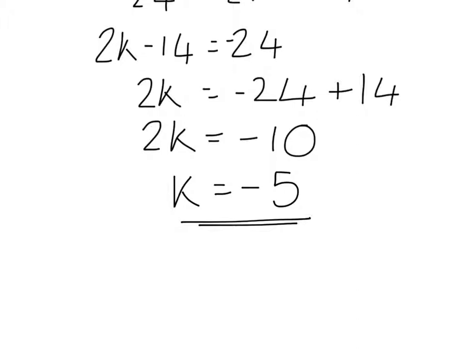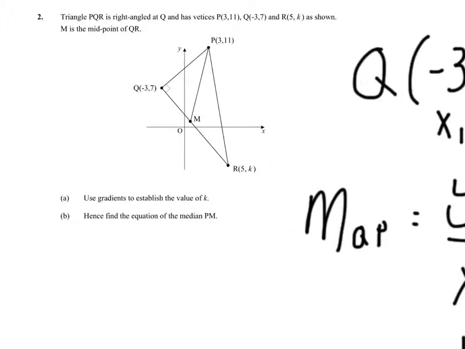Moving on to part b. In this part of the question, we're asked to hence find the equation of the median PM, which is this line here. So to find the equation of any straight line, we need the gradient and a point. Looking at the line here, we can see that we do have a point. We have the point P. But what we don't have is the gradient of this line. Now, the word hence is used, which means we're going to use something that we did in part a. If we look at part a, what we were trying to do is establish the value of k. We have now done that.